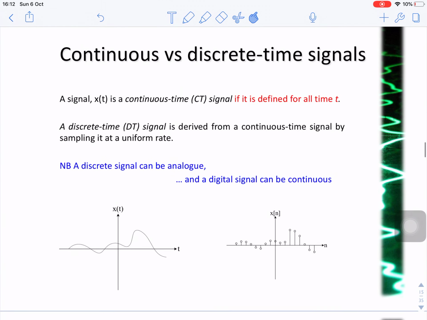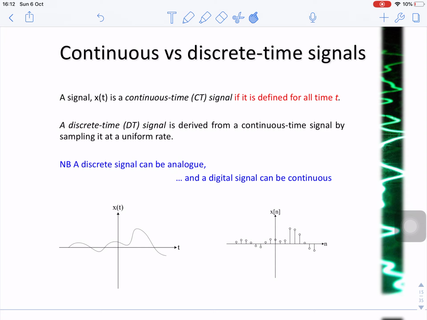Let's continue talking about continuous and discrete time systems. x(t) is a continuous time signal if it is defined for all values of t. A discrete time signal is derived from a continuous time signal by sampling at a uniform rate. Uniform rate is very important. A discrete time signal can be analog, and a digital signal can be continuous.